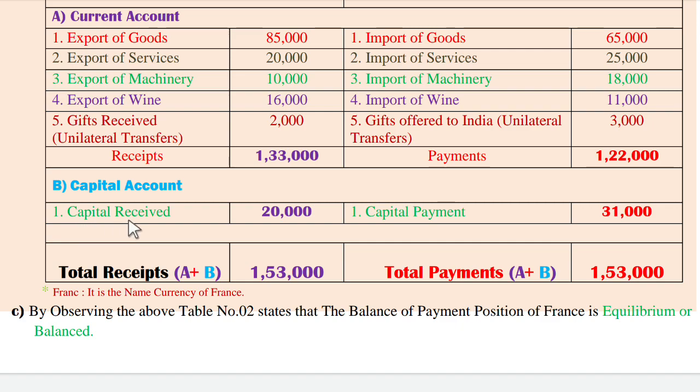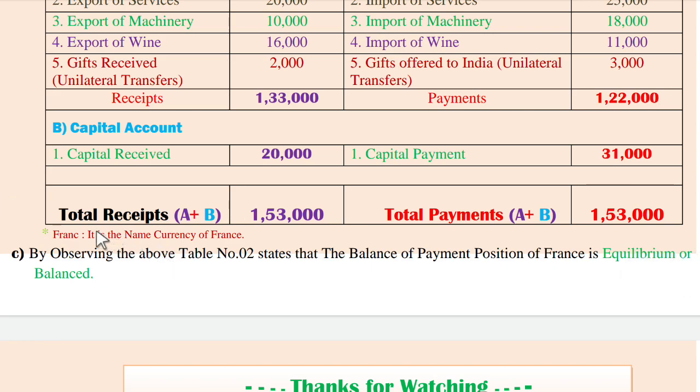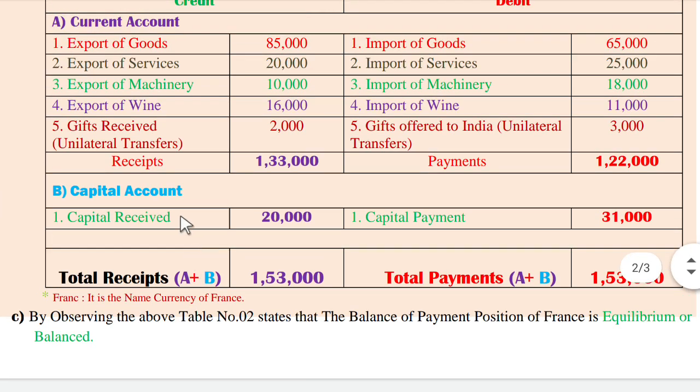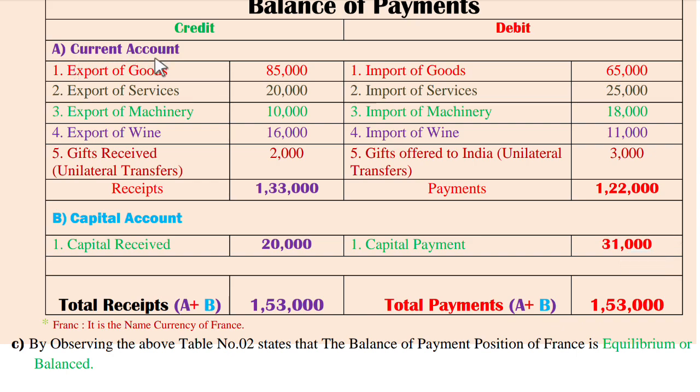There are two items, capital received and capital payments. Capital received is 20,000 crore francs. Capital payments 31,000 crore francs. Then total receipts A plus B, where A means the current account receipts and B means the capital account receipts, is 1,53,000 crore francs.